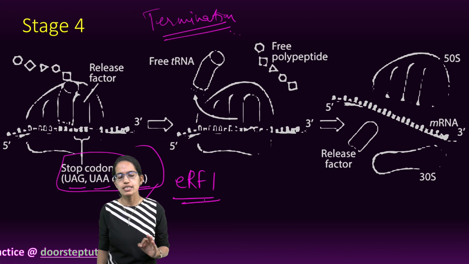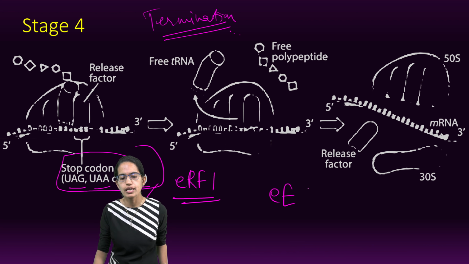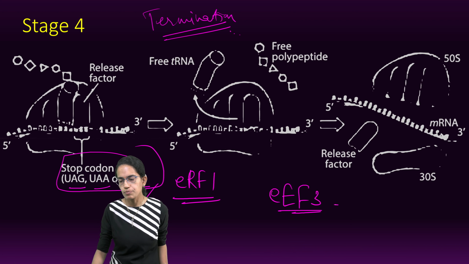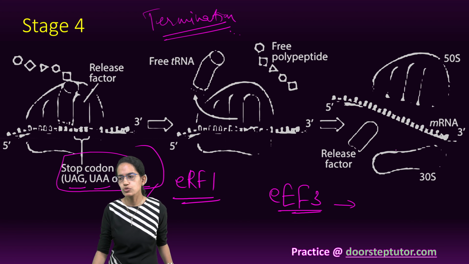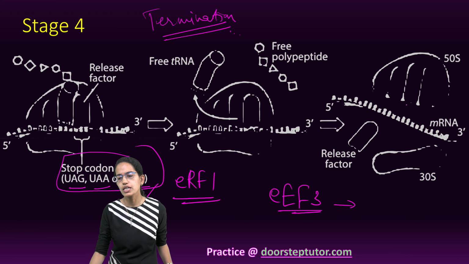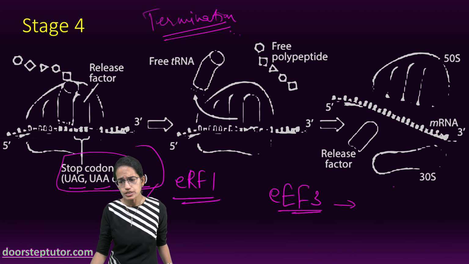eRF1 which recognizes all the 3 termination codons, and with the help of EF3 the ribosomal subunits are released, and this prevents the reassociation of the subunits in the absence of the initiation factors. So the units get separated out. So here we understand how the separation takes place.